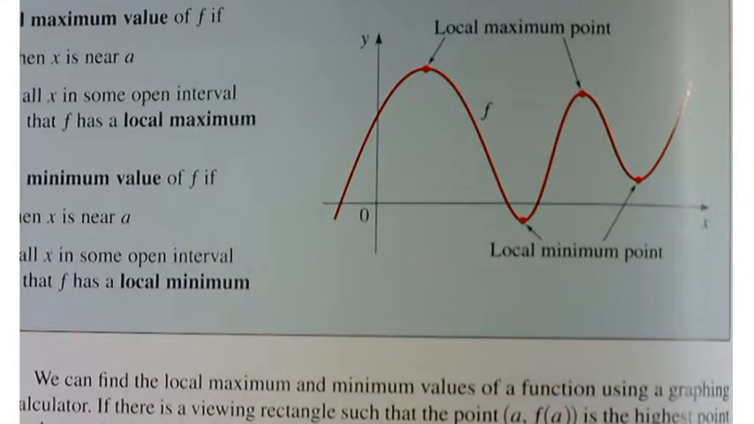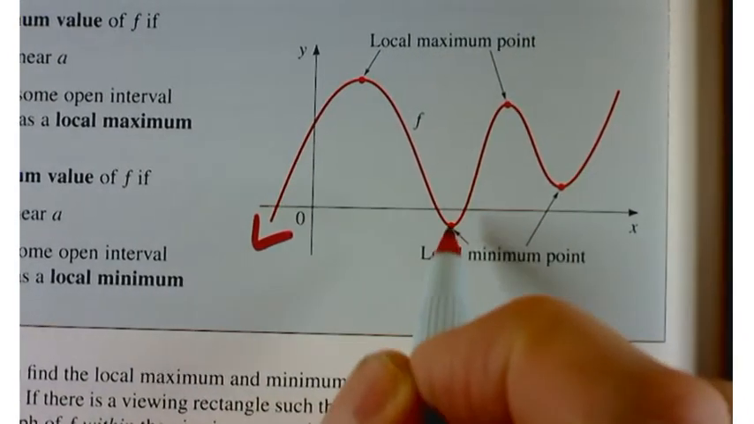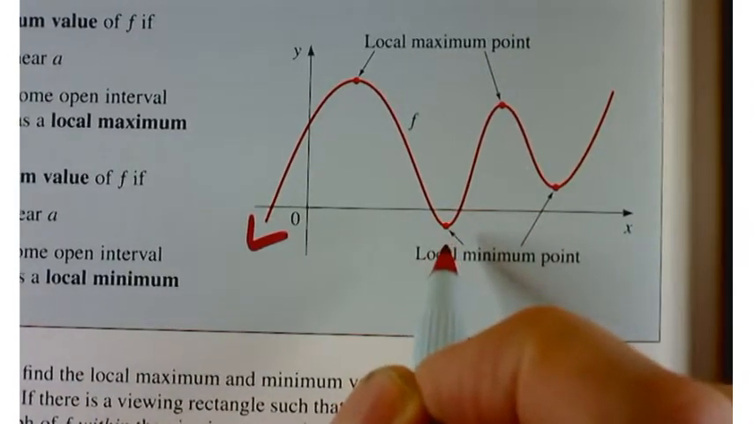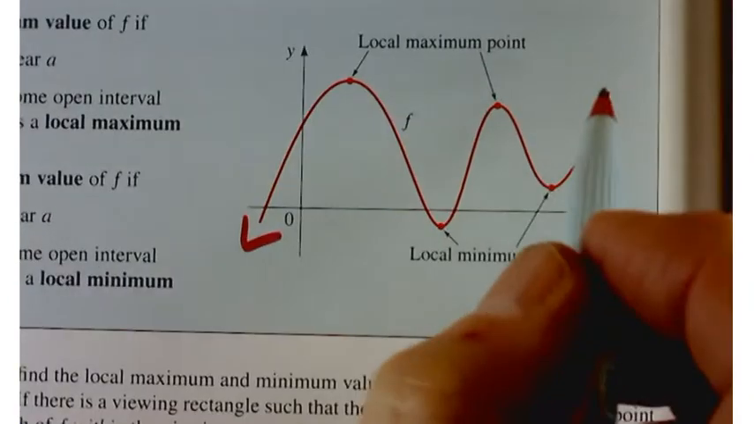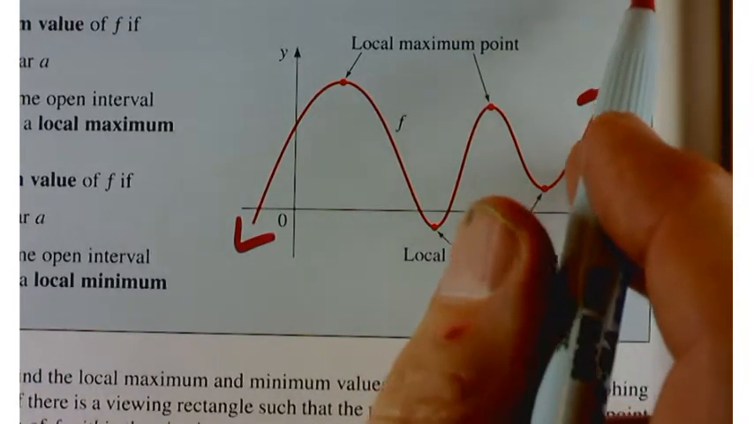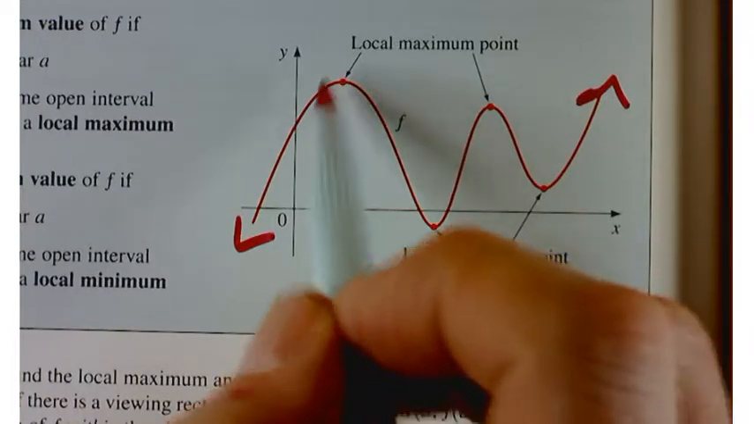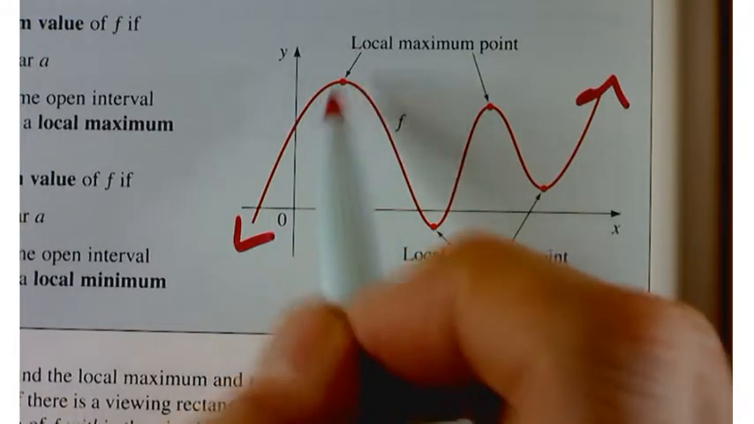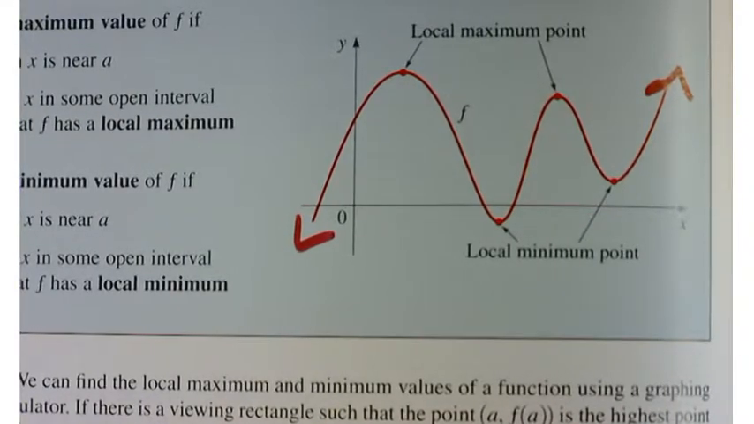Now we emphasize near it because this function could continue to go down forever, in which case this would no longer be a minimum. It's a local minimum, but it's not what's called a global minimum. And likewise, this could keep on going up and up and up. This would no longer be the maximum, but it's a maximum to any point nearby. So they're local mins and local maxes. That's what we're going to limit ourselves to, local mins and local maxes.